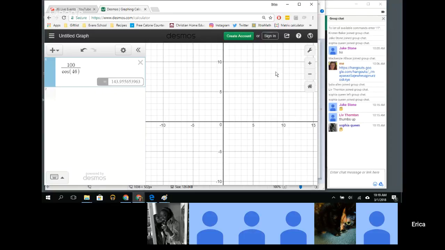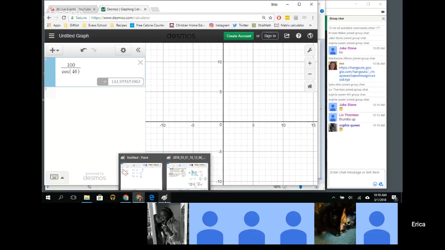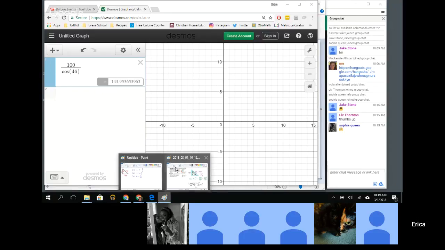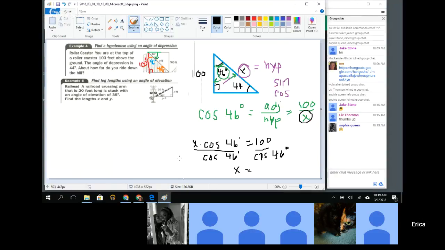You'll see when I do that, I get a much better answer: my hill is 144 feet, basically. If you have your calculator that you're going to use, I want you to try this on your calculator and make sure you know how to type it in correctly, and that you end up with 144 feet. A lot of times that's the hardest part, figuring out how to find the cosine of 46 degrees.